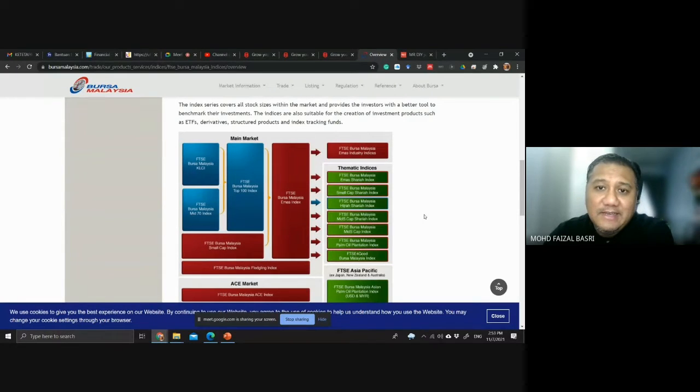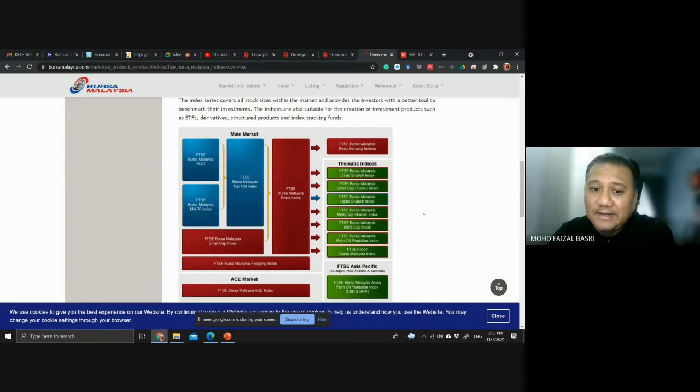So yang saya cakap tadi, index yang paling utama yang selalu di mention dalam news, dia akan report only on KLCI. Jadi kalau ikutkan dia ada banyak ni. Yang hijau ni semua yang Islamic lah. Kalau yang macam biru ni dia combine. So kalau you invest in index ni saja, dia tak syariah compliant lah.